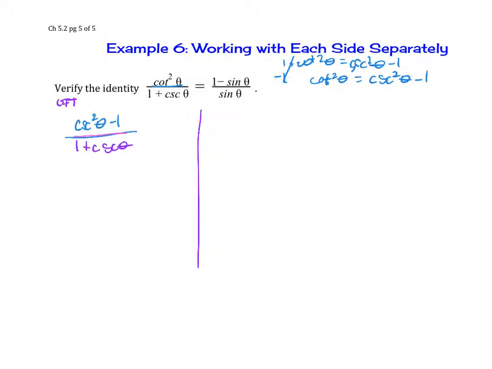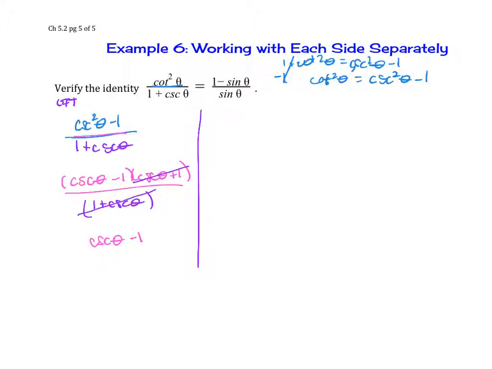Cosecant squared of theta minus 1, we can actually factor that as a difference of squares. So cosecant of theta minus 1 times cosecant of theta plus 1, all over 1 plus cosecant of theta. I hope you see that this is the same. I know it's written differently, but it's still the same exact thing. So notice the answer is cosecant of theta minus 1.